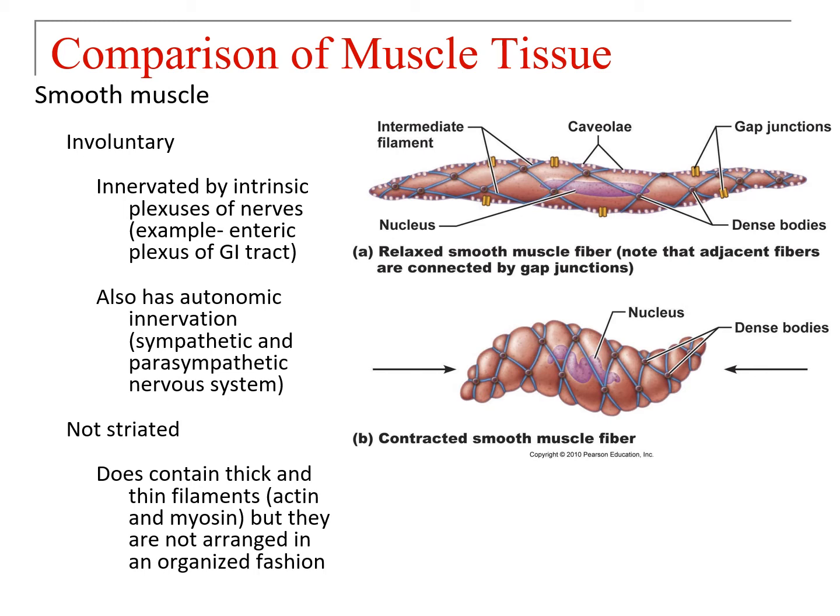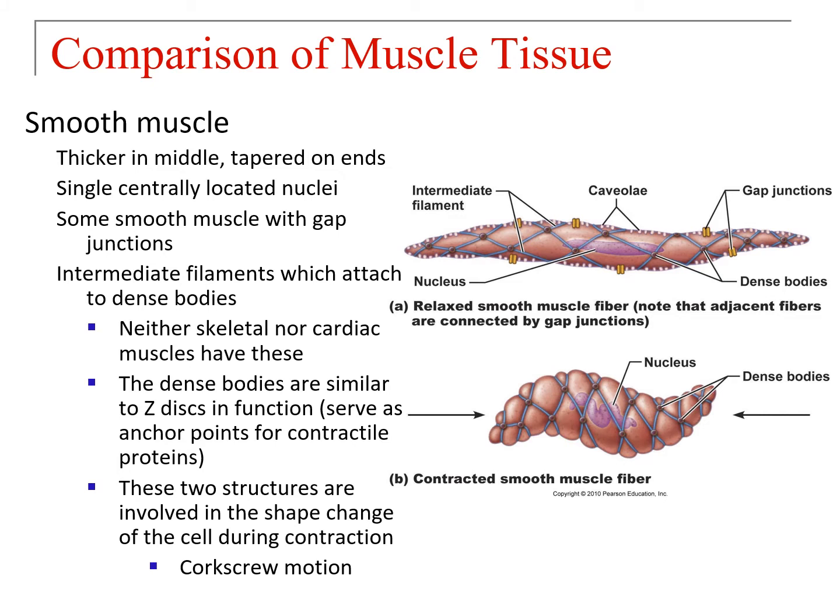Smooth muscle is not striated, meaning that there's no thick filaments. I'm sorry, they do have thick and thin filaments, but they're not arranged into sarcomeres. And so you don't have the same sort of I bands and A bands that you have in skeletal and cardiac muscle. And so this lack of striation is what actually gave it the name smooth muscle in the first place.